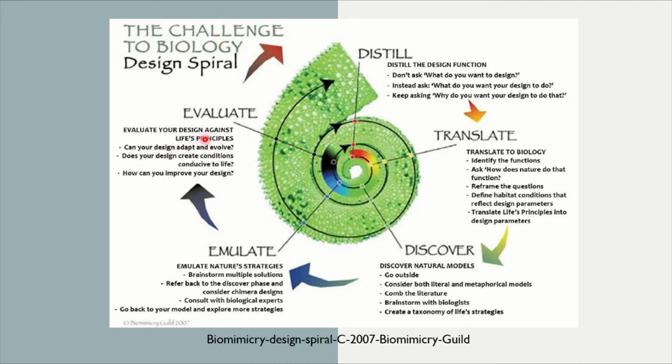Then evaluate your design against the life principles. So now you have designed. Can your design adapt and evolve? Because any biological system does adapt and evolve to various changes. Does your design create conditions that are conducive to life? Yes, because we do not want anything destructive. So whatever design you come up with must also be environmentally friendly. And how can you improve your design? Even biological samples have limitations, so whatever you design can also be an improved version of whatever biological strategy you are applying. That's the design spiral.